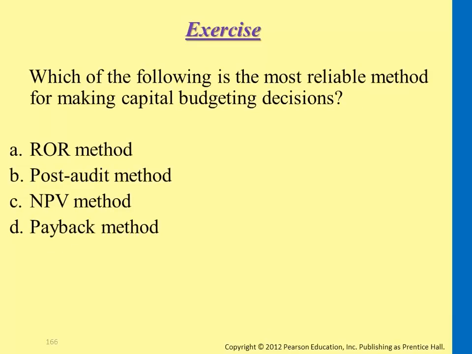Which of the following is the most reliable method for making capital budgeting decisions? The NPV method considers time value of money. It's more comprehensive compared to payback period and ROR. ROR is rate of return, or using operating income. Those two, A and D, usually are used for projects that last for about 3 to 5 years. B, post-audit, is not really a method. It's basically just evaluation of projects.